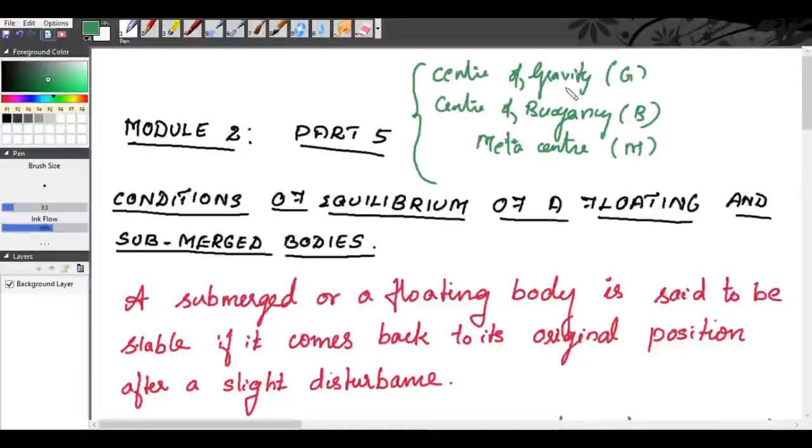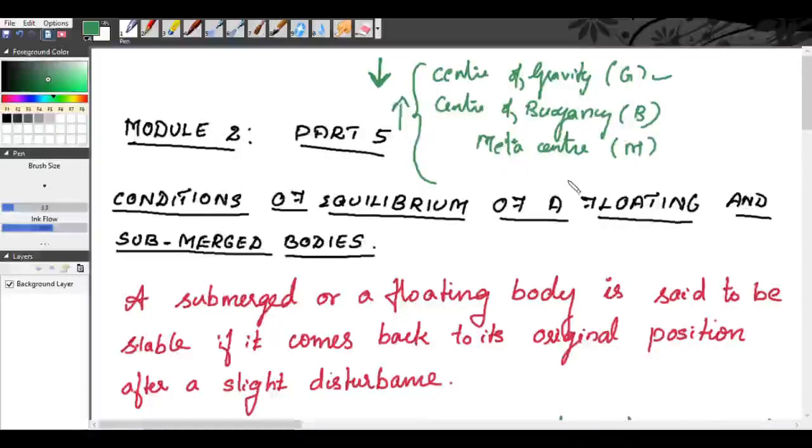Center of gravity is the point where the whole weight of the body acts, and this acts downwards. The weight of the body acts downwards. Now, center of buoyancy is the upward force when a body is immersed in water, and this force acts upwards.